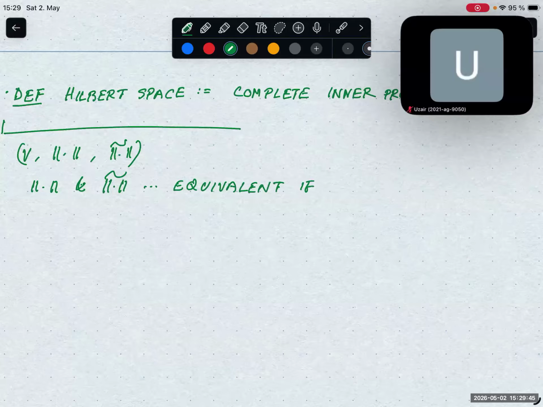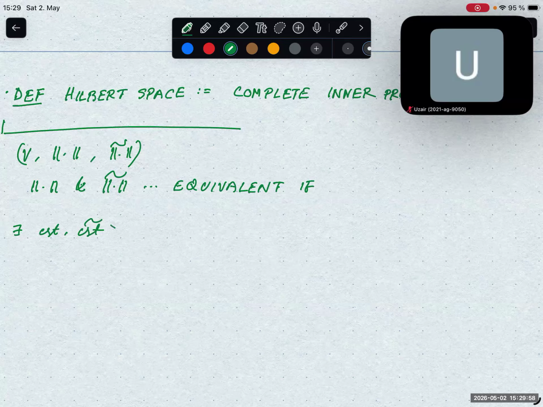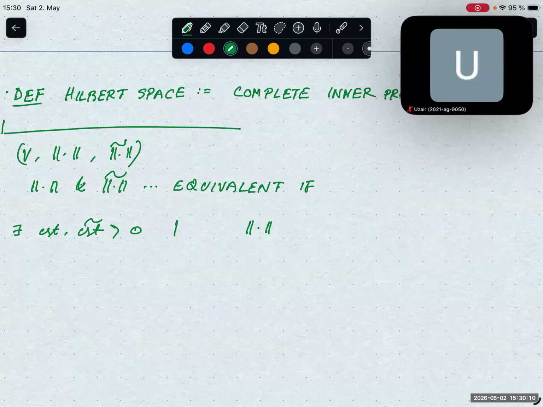if there exist two positive constants, c and c tilde, such that for any element, you take the norm, multiply with this constant, and it is bounded by the other norm, the tilde norm, and this is bounded by the other constant times the original norm. Then it's called equivalent.